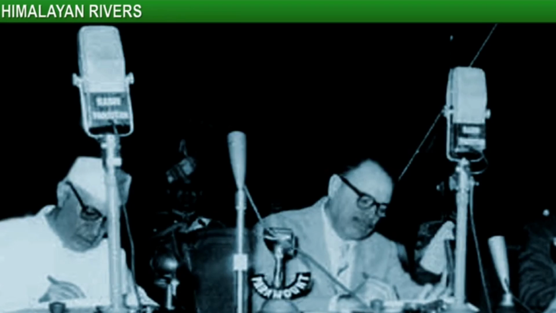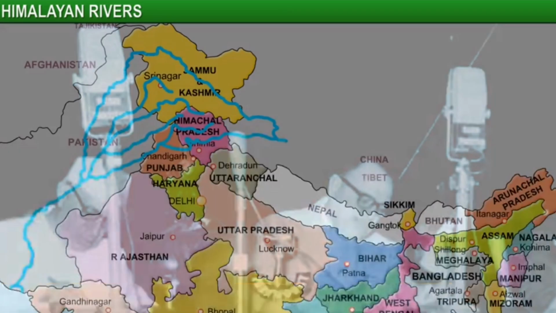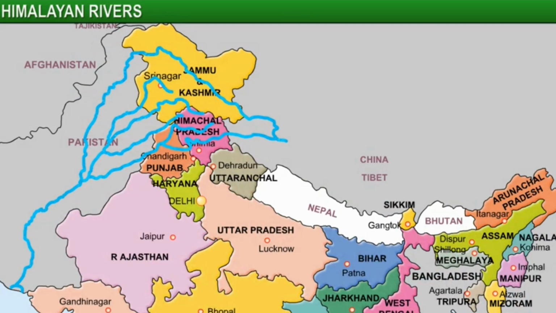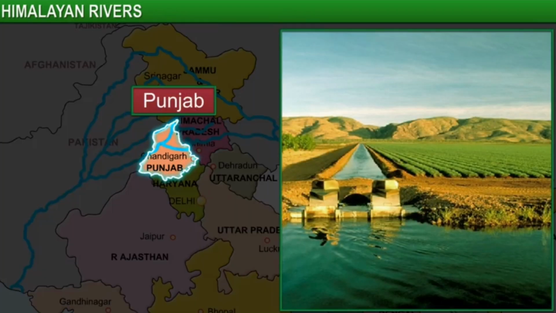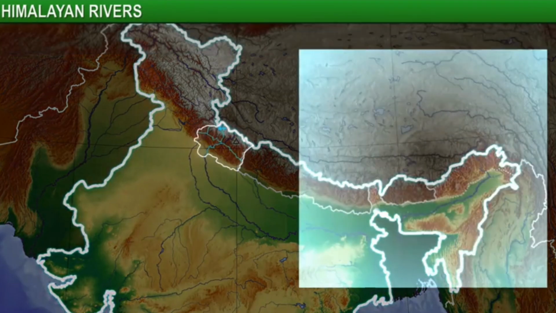In 1960, Jawaharlal Nehru and Muhammad Ayub Khan, the President of Pakistan, signed a treaty known as the Indus Water Treaty. According to this treaty, India could use 20% of the total water carried by the Indus River system. India's share of the water is mainly used for irrigation in Punjab, Haryana, and the southern and western parts of Rajasthan. Now let's look at the Ganga River system.